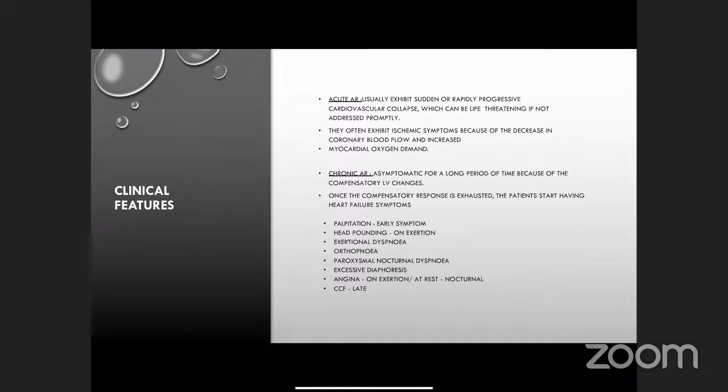The clinical features in acute AR usually exhibit sudden or rapidly progressive cardiovascular collapse, which can be life-threatening if not addressed promptly. They often exhibit ischemic symptoms because of decreased coronary blood flow and increased myocardial oxygen demand. Chronic AR is asymptomatic for long periods of time because of the compensatory left ventricular changes.